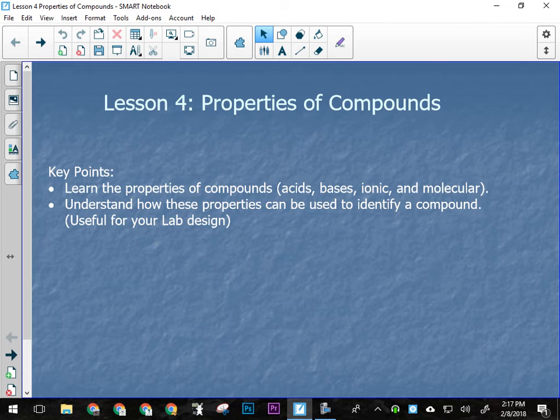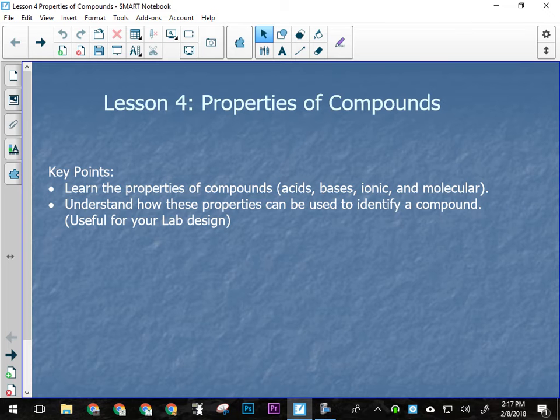So we're going to review physical and chemical properties from Science 9. Okay, we're going to talk about acids and bases. It's like grade 5 science. Okay, and then a little bit of stuff about ionic versus molecular. Okay, and some specific compounds in general. So understand how those properties can be used to identify a compound. That is going to be crucial.